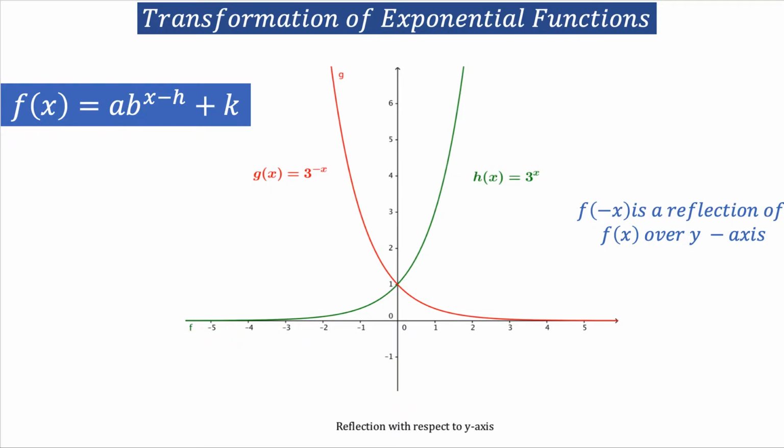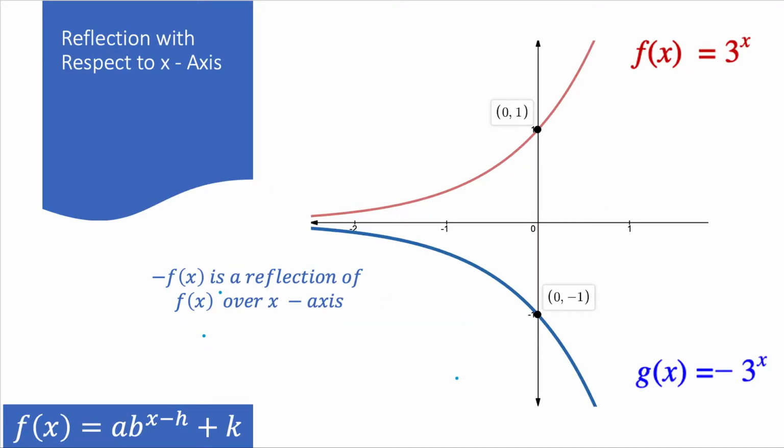So now let's see a reflection over the x-axis. Reflection over the x-axis happens when, for example, minus f of x is a reflection of f of x. If we just change the sign in front, it is going to be a reflection over the x-axis. For instance, f of x is 3 to the x. If we write a minus sign in front, like we did here, we see that the function g of x is a reflection over the x-axis of the function f of x.